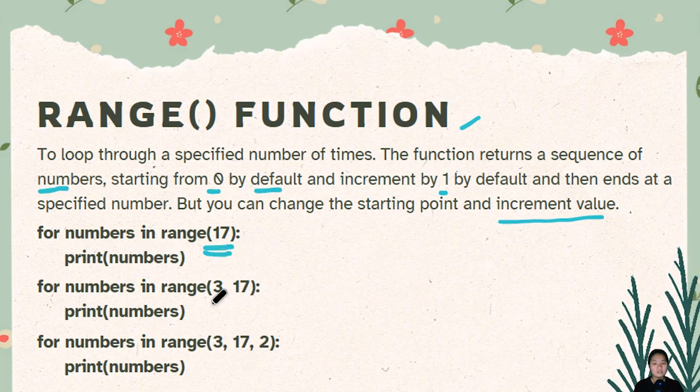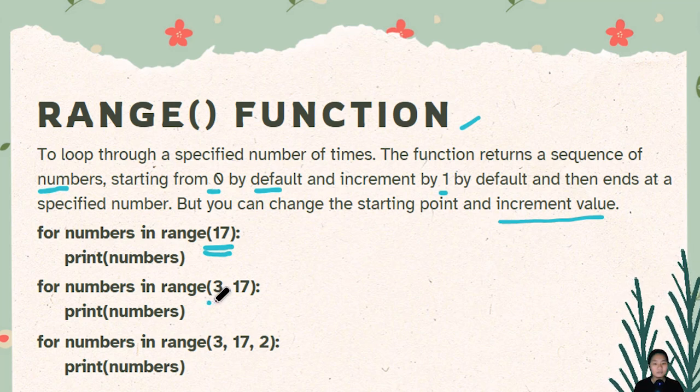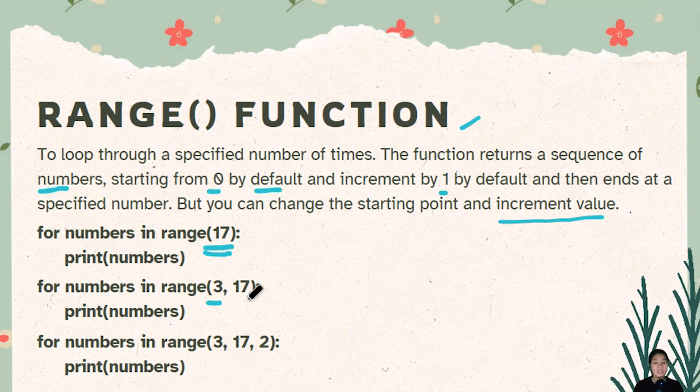Now, you can specify the starting value, and here I've put 3. So this starts at 3 instead of 0, so 3, 4, 5, and so on. And if you want to change the increment value, you add it behind here, the last number, and this will increment by 2 as opposed to 1 by default.